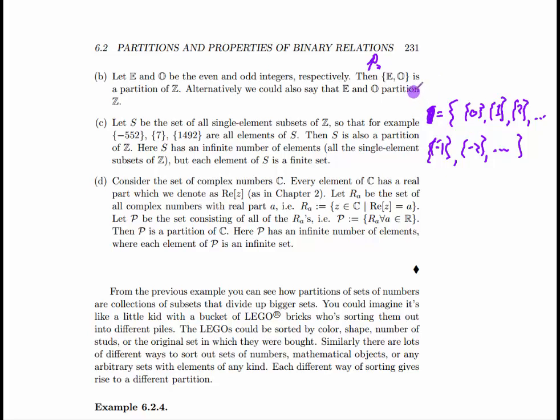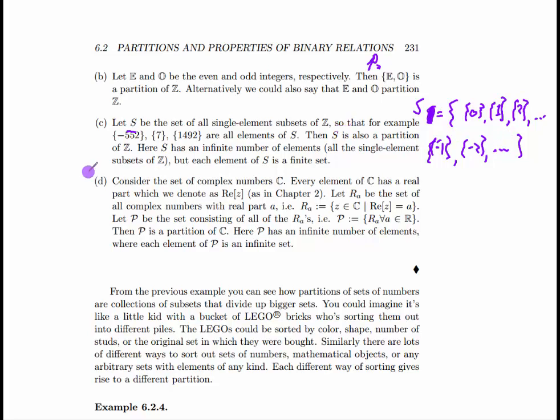I'm sorry, again, I said that wrong. S is the set of all single element subsets of Z. So S is the partition. S is this collection of single element sets. S is the partition of Z.